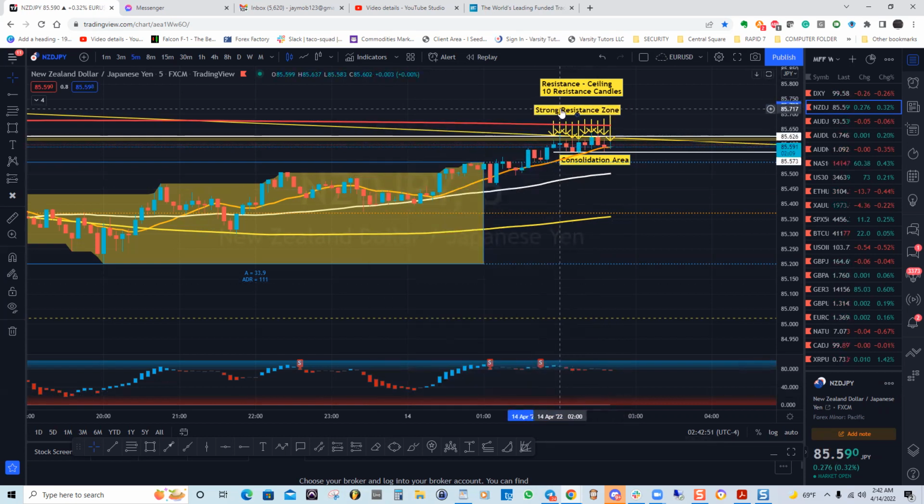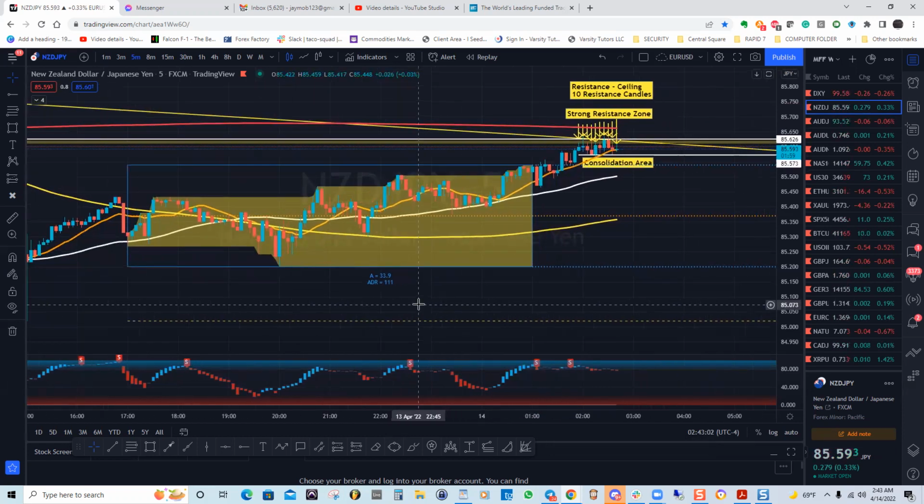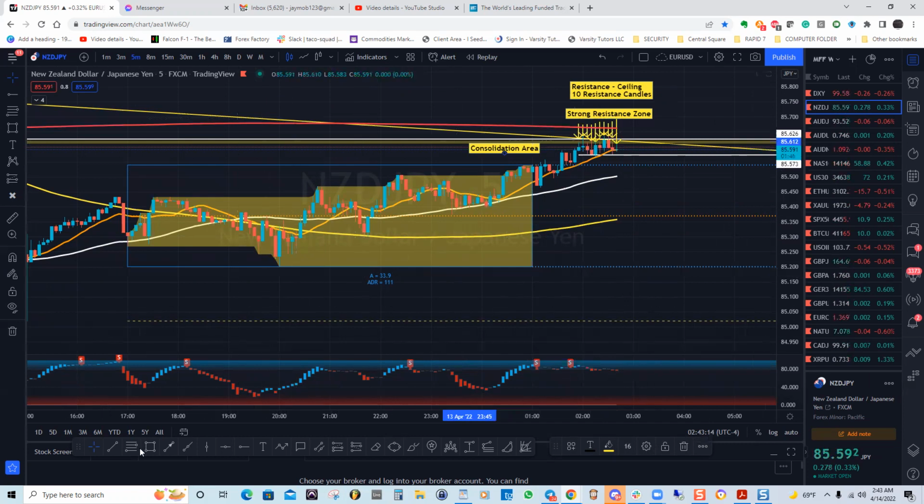We should be looking to sell here. And it's way overbought here, right? So this is a good sign that this could be a reversal area. So this is a consolidation area right here, right? Let's put that right there. Because of the 10 resistance candles that I have here.